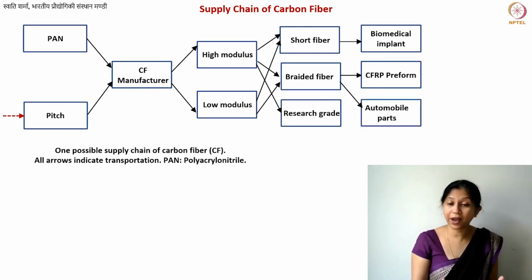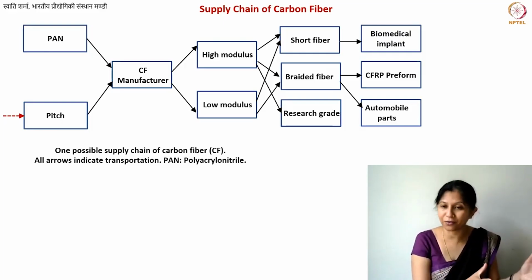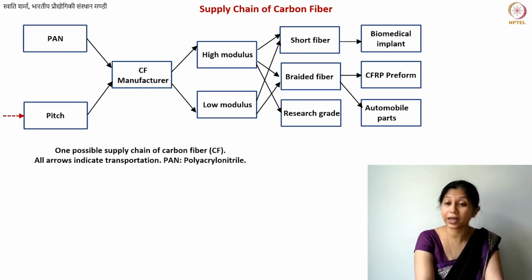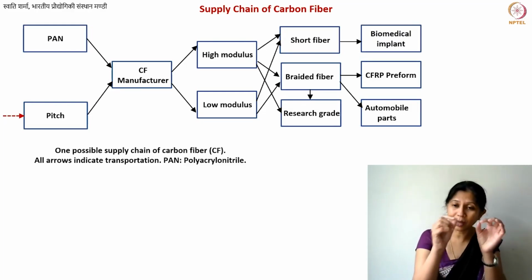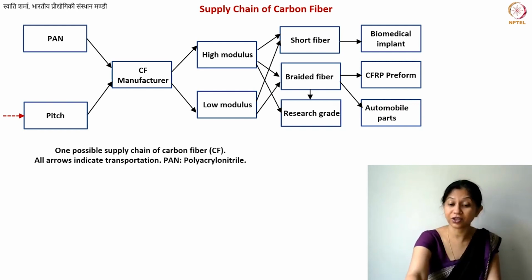But for braided fibers, you have more than one customer. Let's say there is some automobile company, they require the preforms, and also there is one company that probably only makes the preforms. So you have these CFRP companies, composite making companies, as well as the automobile industry. They are your customers. Okay, and you also decide that even braided fibers you can sell for research purposes if the quality is good enough. So some of it also goes into your research grade.